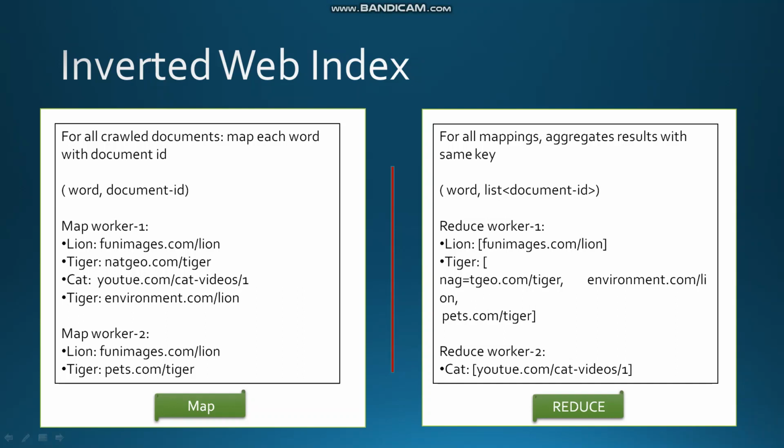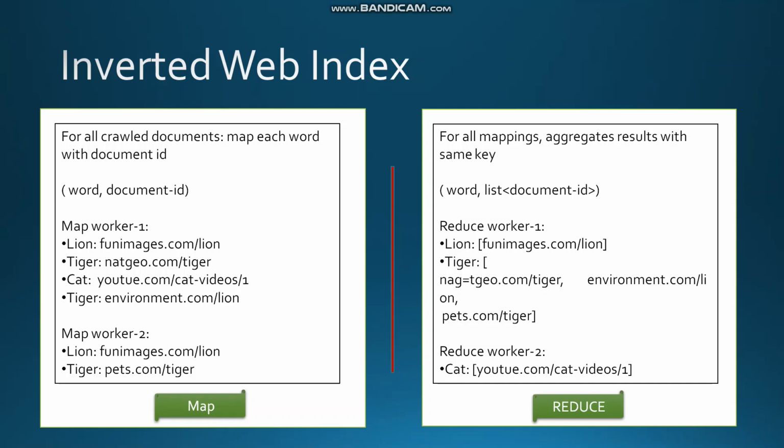Map worker 2 will do the same to the file that it is processing. And the reduce job will aggregate all this and create a list of all the document IDs for a particular word. So in this case, the word tiger was found in the third URL. So whenever you search for the word tiger, Google can just list all these URLs as a part of the search results.